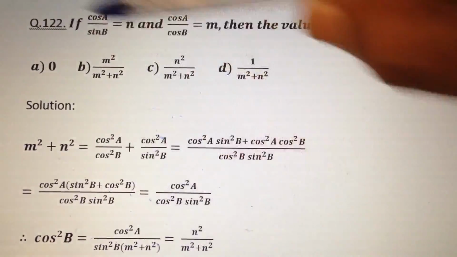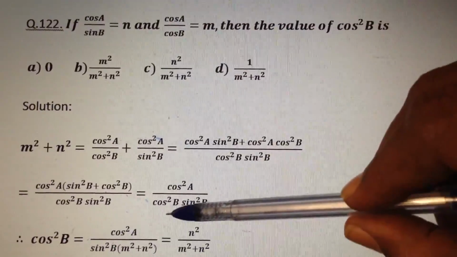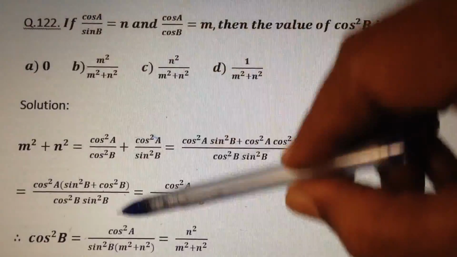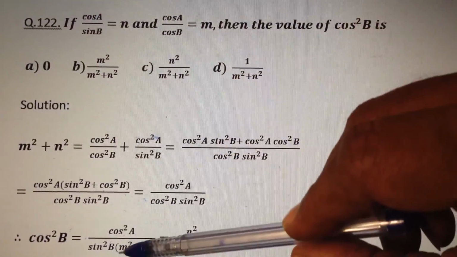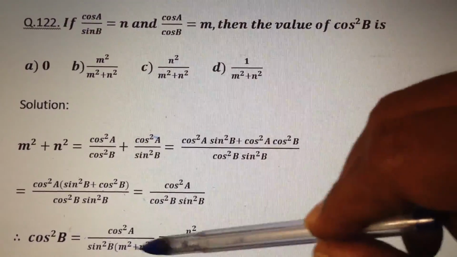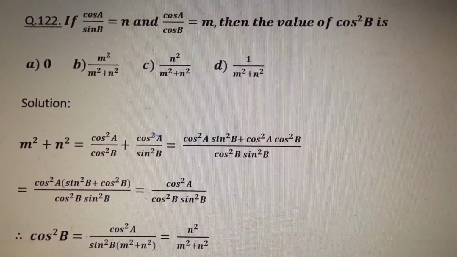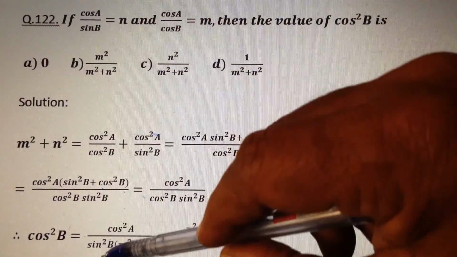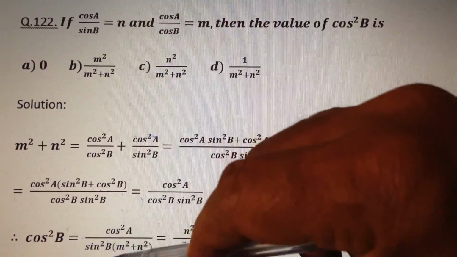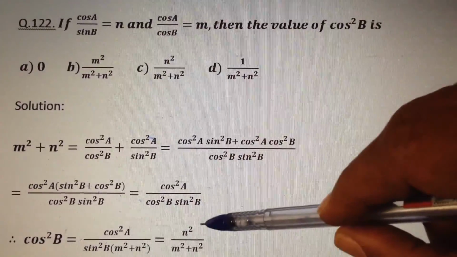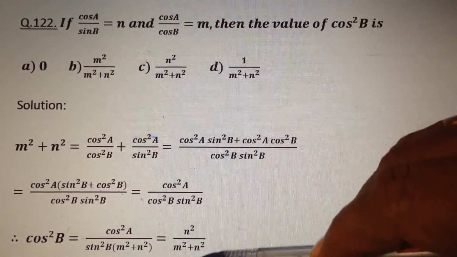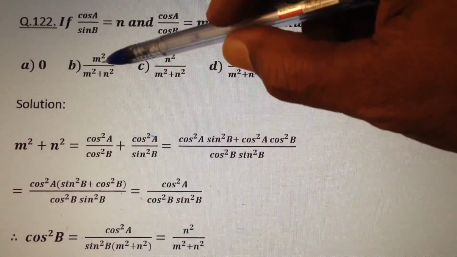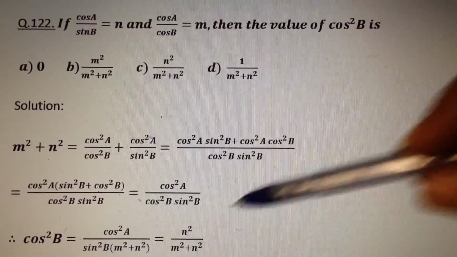Therefore, m square plus n square is equal to cos square A by cos square B sin square B. Therefore, cos square B is equal to cos square A by sin square B into m square plus n square. We know that cos A by sin B is equal to n. Therefore, cos square A by sin square B is equal to n square. Therefore, this is equal to n square by m square plus n square. Therefore, our answer is option B. Sorry, option C.